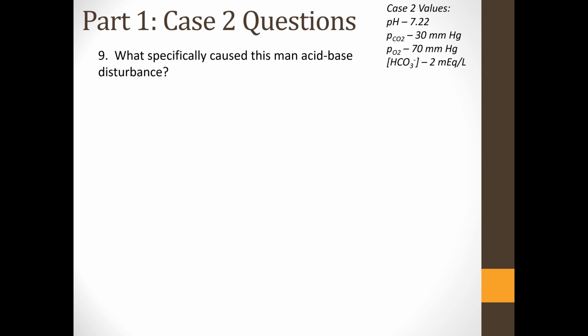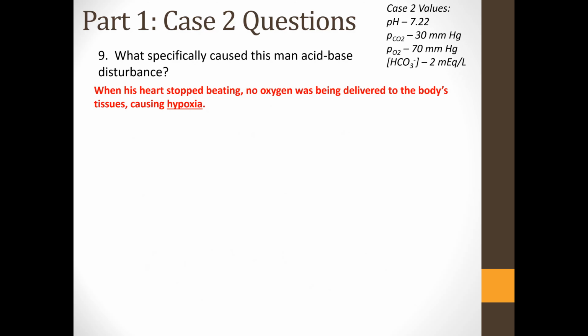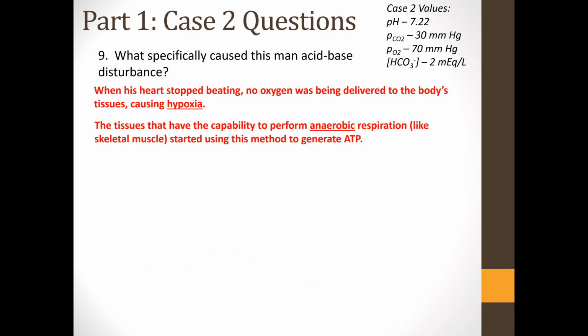So number 9, what specifically caused this man's acid-base disturbance? When his heart stopped beating, no oxygen was being delivered to the body's tissues, causing a state of hypoxia. The tissues that have the capability to perform anaerobic respiration, like skeletal muscle, would have then started using that method to generate ATP. A byproduct of anaerobic respiration is the production of lactic acid. So this man essentially had lactic acidosis.